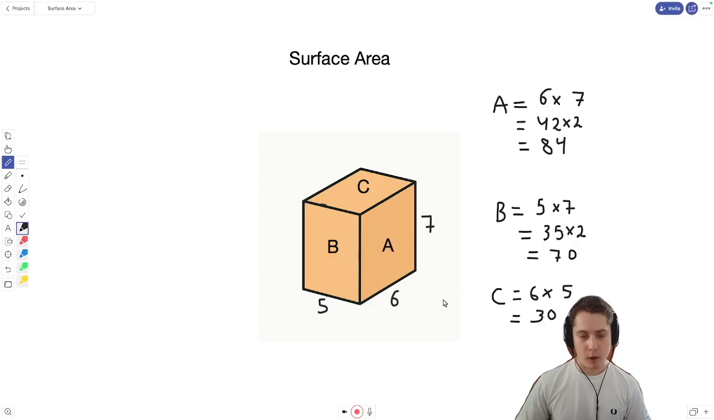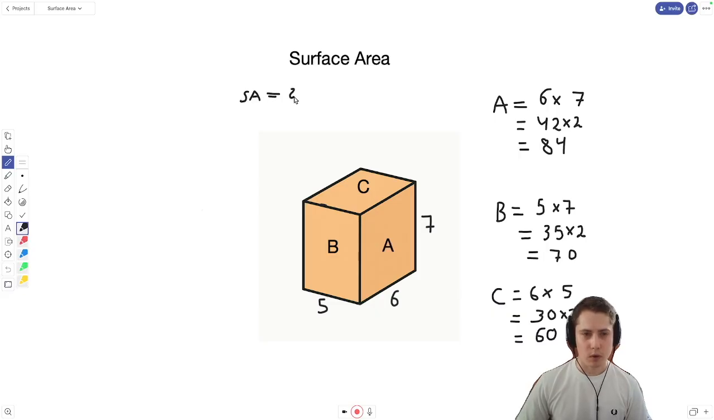Now we know the bottom of this shape is going to be exactly the same. So we're going to multiply this by 2 as well. And that would give you 60. All right, we are almost done. Now for the final step, we have to add all these up here, okay? So our surface area, I'm going to write SA for surface area. And we're going to say equals to, and we're going to add these up.